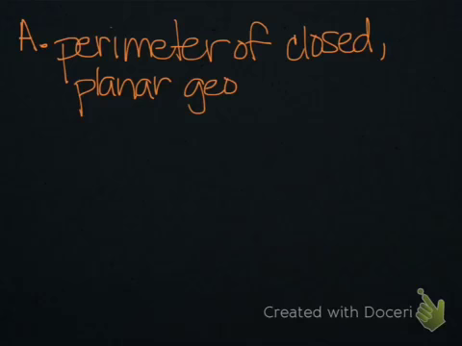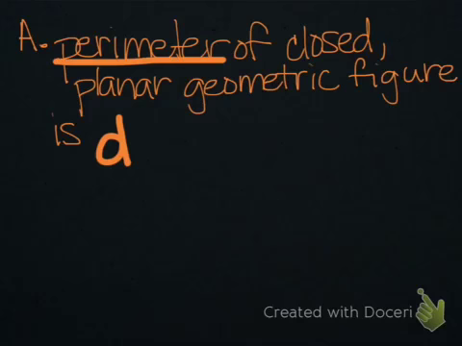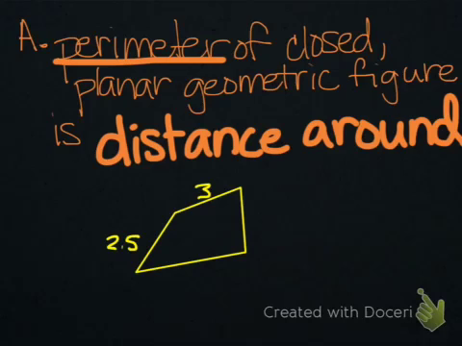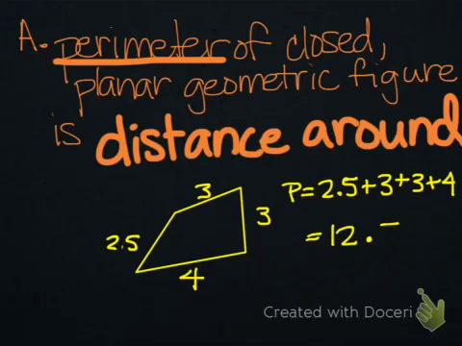Perimeter. The perimeter of a closed planar geometric figure is the distance around. So if we want to find the perimeter of this object, we just take all of the sides and add them together. So this particular figure's perimeter is 12.5 units.